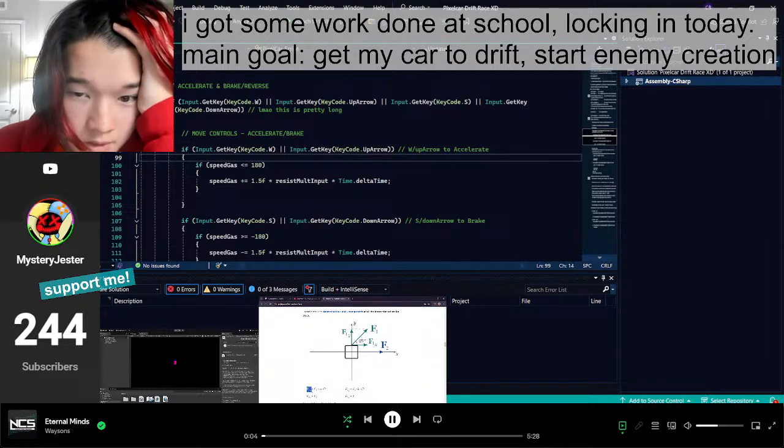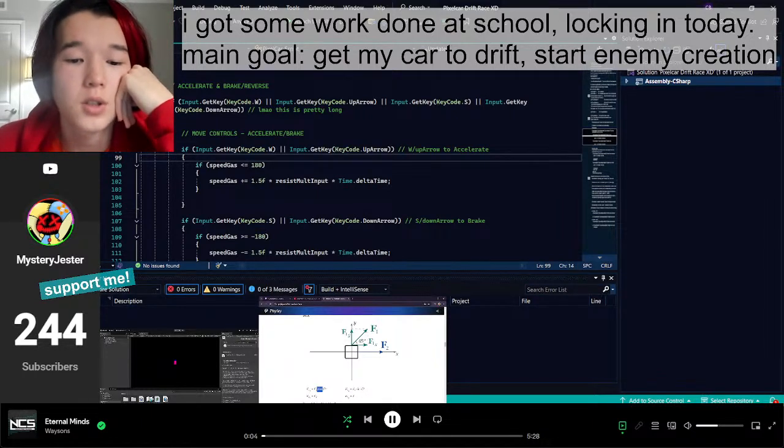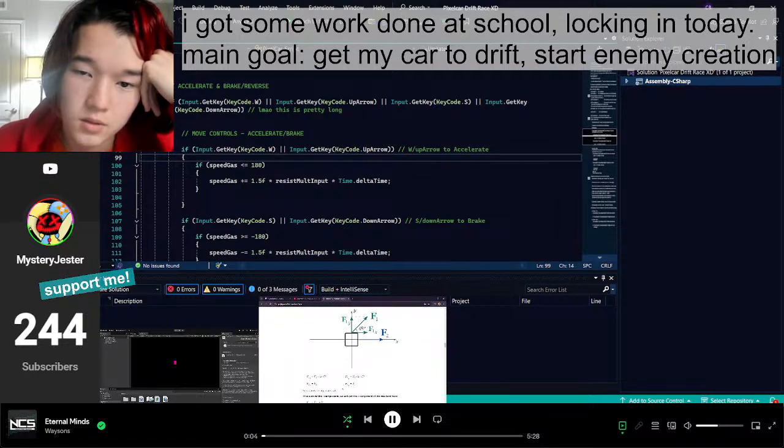F1 of x is equal to F1 cosine 45 degrees. F1 of y is equal to F1 sine 45 degrees. Okay, so we can identify whether it uses cosine or sine for these, because sine is the y-axis and cosine is the x-axis, just by how it works. And then F2.